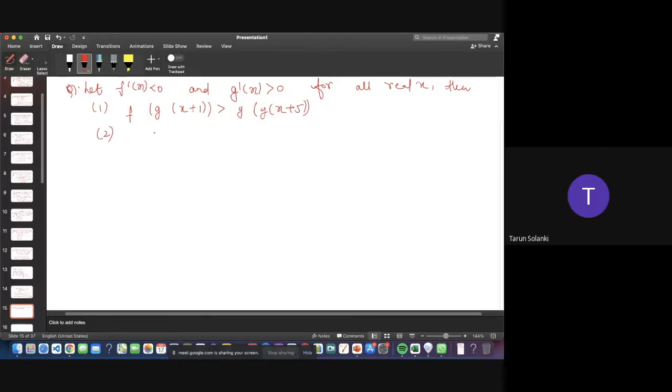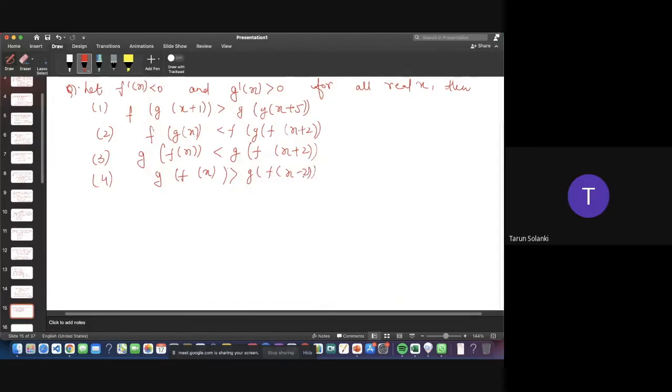Option 2: f(g(x)) > f(g(x)+2). Third option is g(f(x)) < g(f(x)+2). And last option is g(f(x)) > g(x-2). Right? So now we will solve this problem.